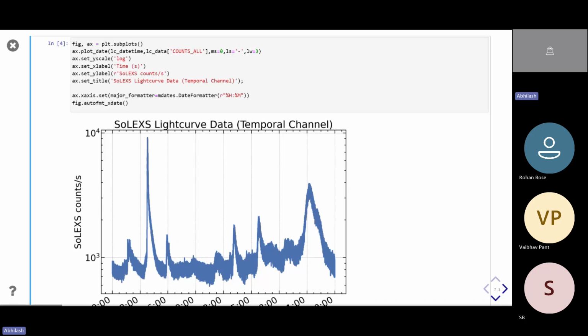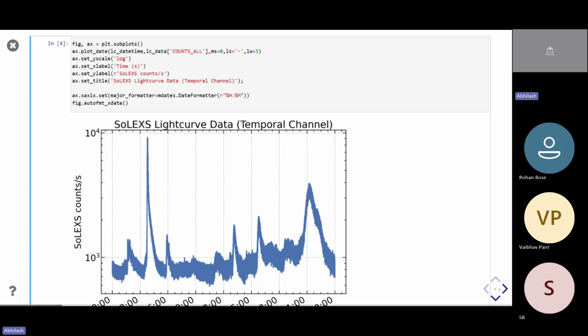This is what the entire one day of light curve data looks like. You have all these different flares visible over the entire day. It starts from 00 on 12th February and ends at 00 on 13th February. On the y-axis, you have something called SOLEX counts per second. This is a very arbitrary unit. What does SOLEX counts mean? It's not a standard unit. Let's see how we can convert it into some physical standard units as well.